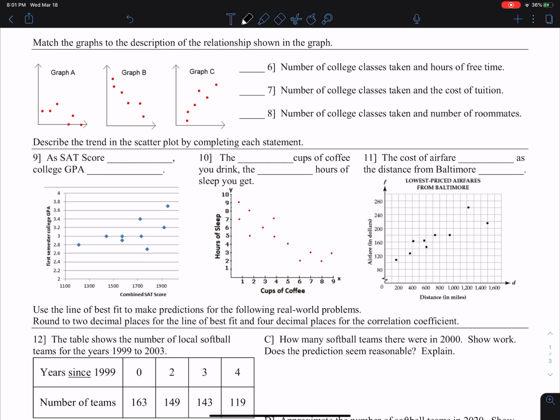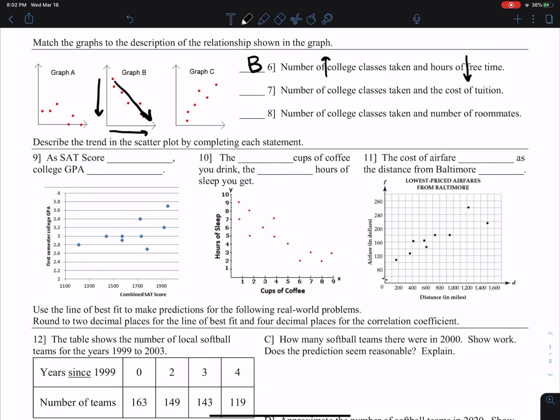Okay, the next section says match the graphs to the description of the relationship shown in the graph. So we have 3 statements and we have 3 graphs. Number 6 says the number of college classes taken and hours of free time. If you think about this, as the number of college classes increases, are you going to have more free time or less free time? I know from experience that the more college classes you have, the less free time you have. So we know that as college classes go up, free time is going to go down, so it's going to have a negative slope, which means that this is B.